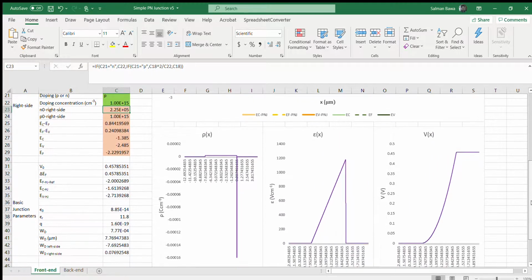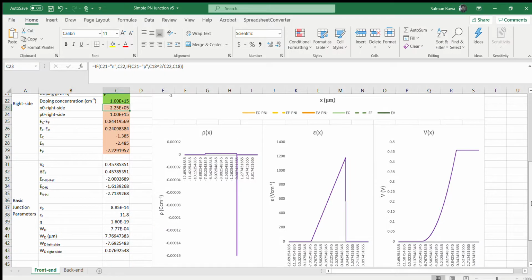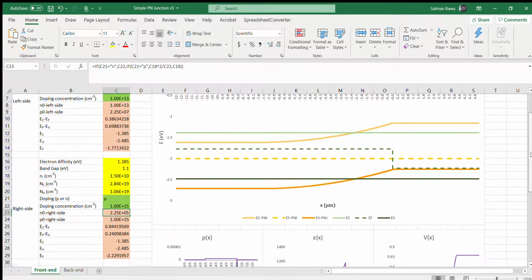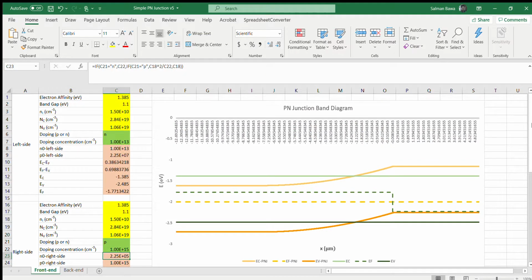But as long as the width of the depletion region is greater than 0.01, the graph gives a good appreciable shape of the band structure.